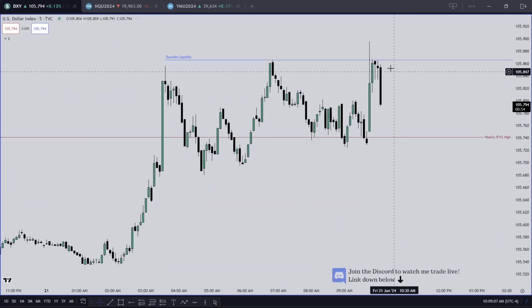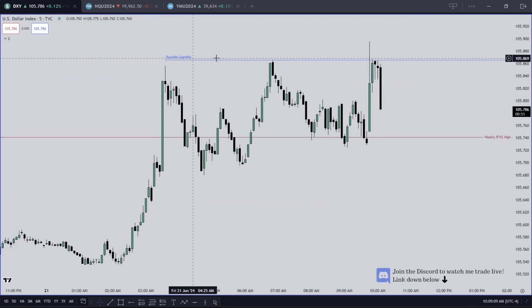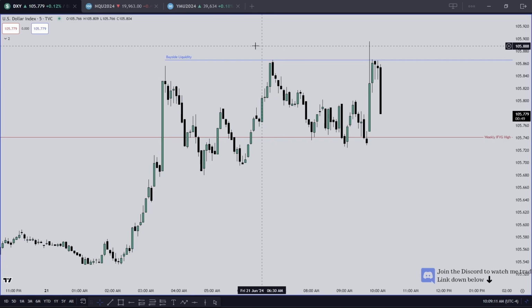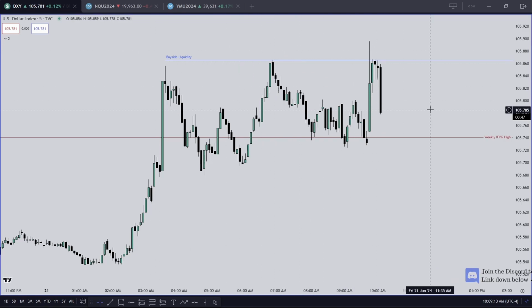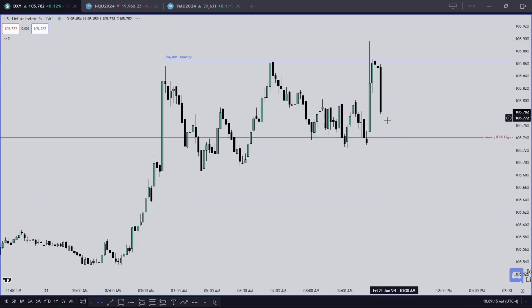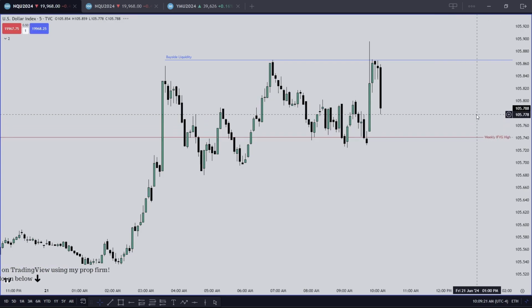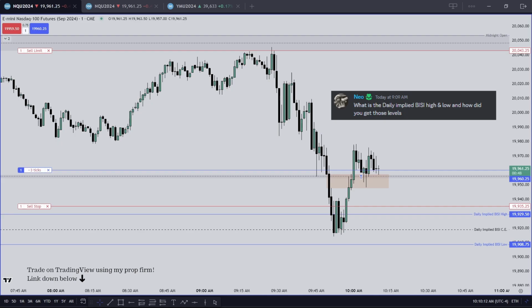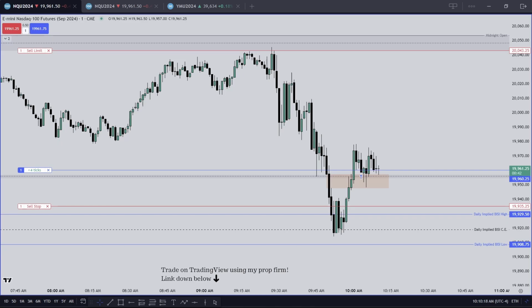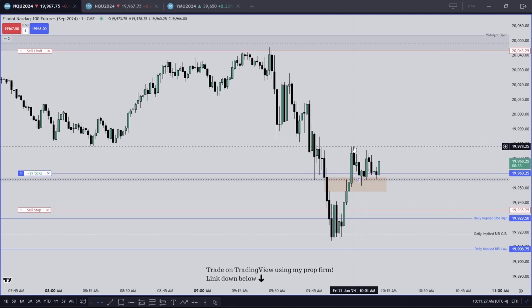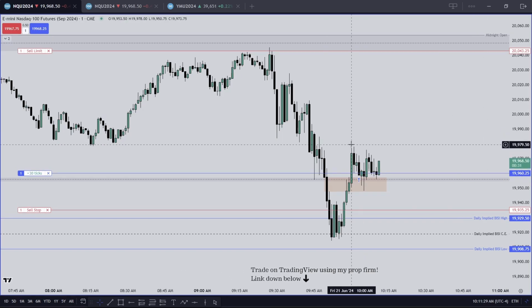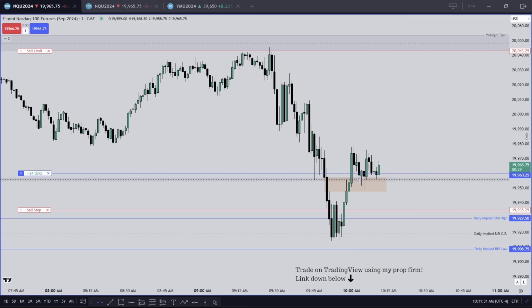And then dollar getting heavy after taking out its buy side. So that's what I like to see. And then if you remember, I said I want to see dollar get below that weekly inversion fair value gap level that we have on our chart. What is the daily implied BISI high and low? We could talk about it after this trade. Again, waiting for this high to get taken out before I take off my risk.